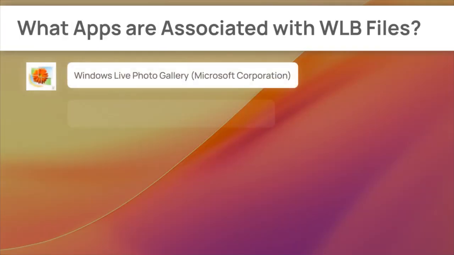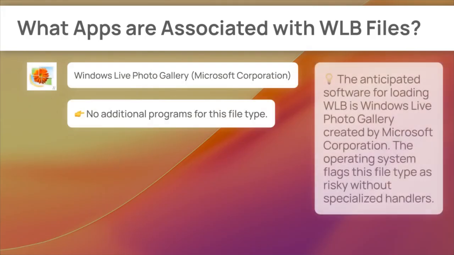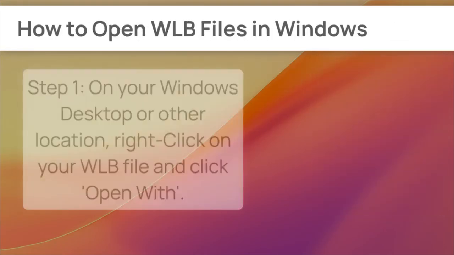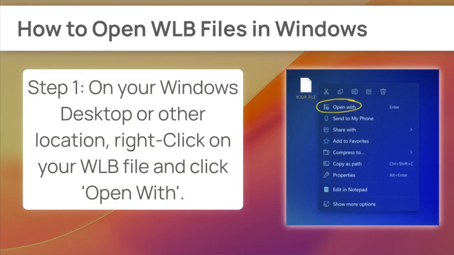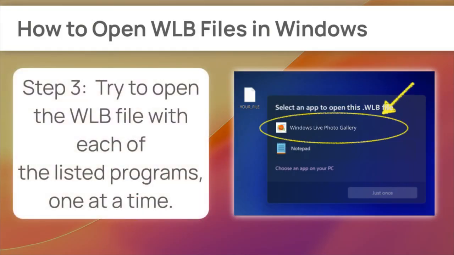The direct link for opening WLB files is established with Windows Live Photo Gallery from Microsoft Corporation. The operating system flags this file type as risky without specialized handlers. Windows cannot interpret hierarchical index data, so proper access depends on dedicated tools. Your first troubleshooting move: right-click the WLB file and select Open With. Try launching it using Windows Live Photo Gallery if it's installed. If that fails, test other apps. Different tools have different file handling libraries.